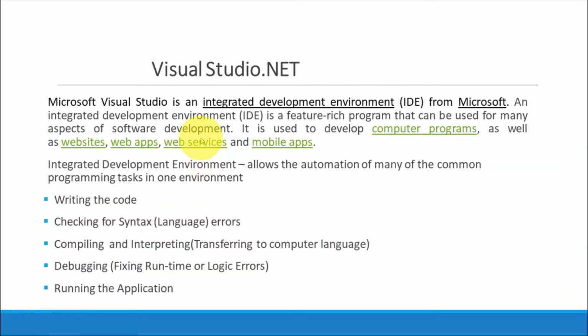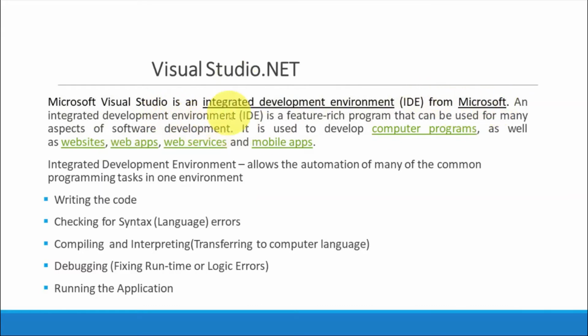Now, let's have a small introduction to Visual Studio.NET. In VB.NET, we use Visual Studio. We can create new projects. So what is Visual Studio in VB? If we want to write a program, if we want to develop an application in VB.NET, we have to use Visual Studio. So what is Visual Studio? Microsoft Visual Studio is an integrated development environment, that is, IDE, from Microsoft.